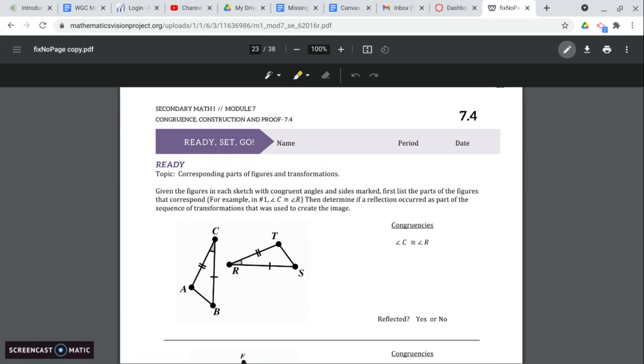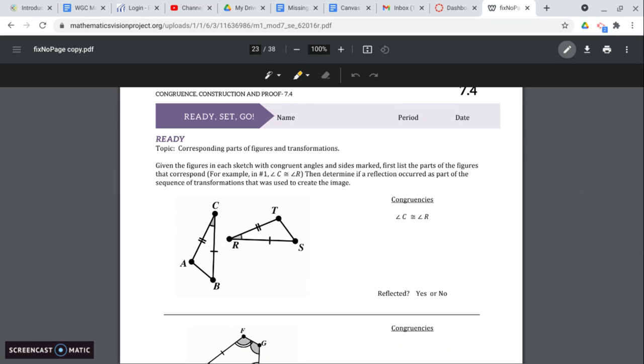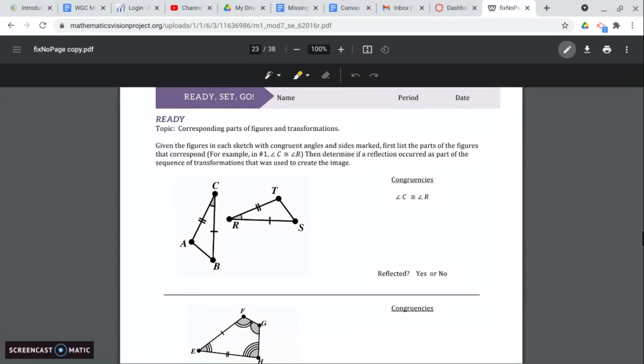Today we're looking at 7.4, congruent triangles. In this first part, given the figures in each sketch with congruent angles and sides marked, first list the parts of the figures that correspond. For example, number 1, angle C is congruent to angle R. Then determine if a reflection occurred as part of the sequence of transformations that was used to create the images.